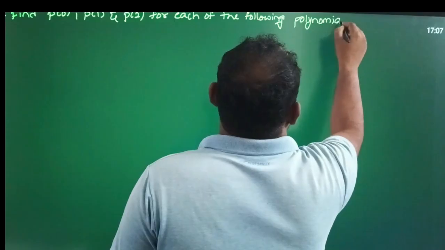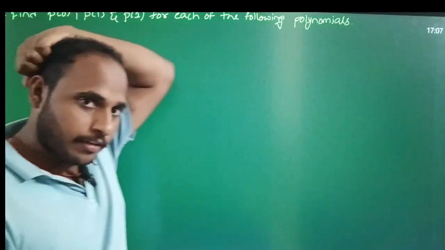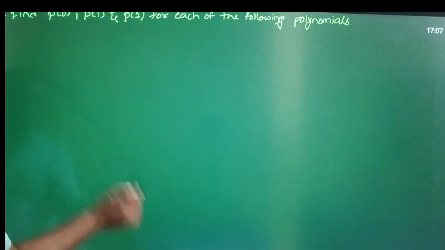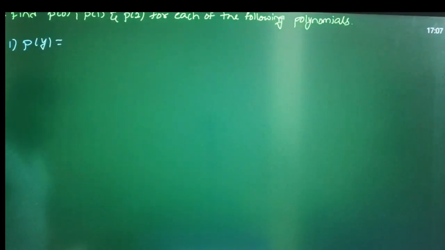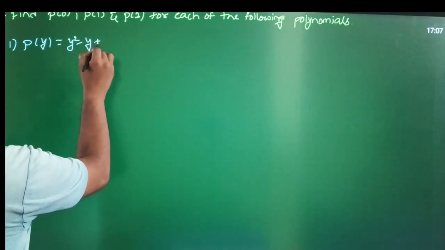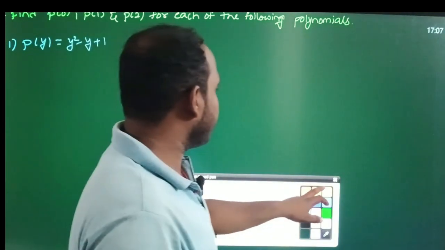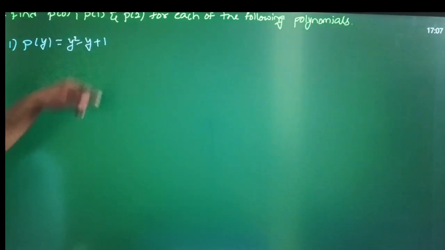Next one. Find p of 0, p of 1 and p of 2 for each of the following polynomials. First one, p of y equals y square minus y plus 1. You have to find the value at p of 0 and 1.